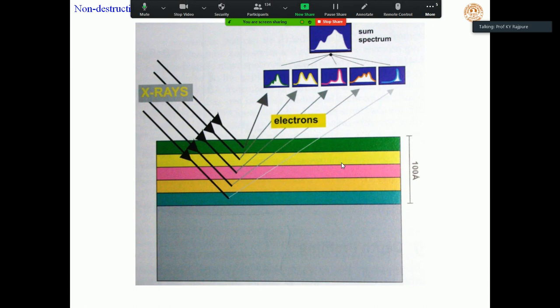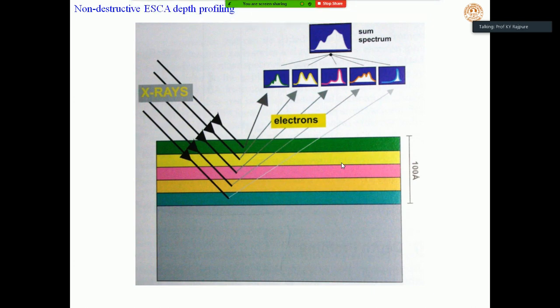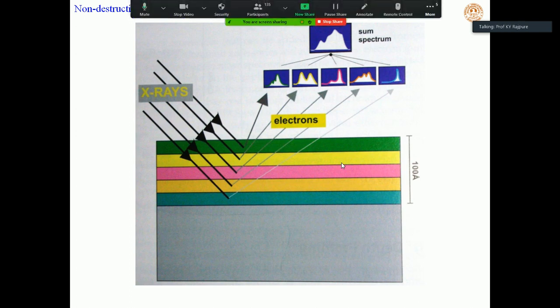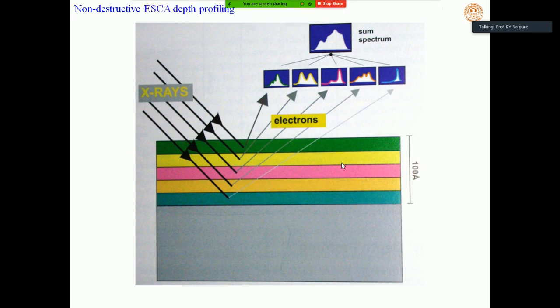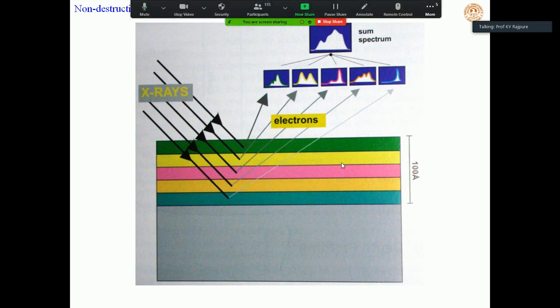For example, you can do depth analysis of the material. If you have a material having 10 nanometer thickness or even 100 nanometer thickness, what you can do is take an XPS spectrum of the top layer, remove that layer by some sputtering technique, ion sputtering technique. It is easy. Then take the XPS spectrum again, analyze, remove a layer, take an XPS spectrum, analyze. So in this way, you have either a destructive technique or a non-destructive technique. And non-destructive technique means what?